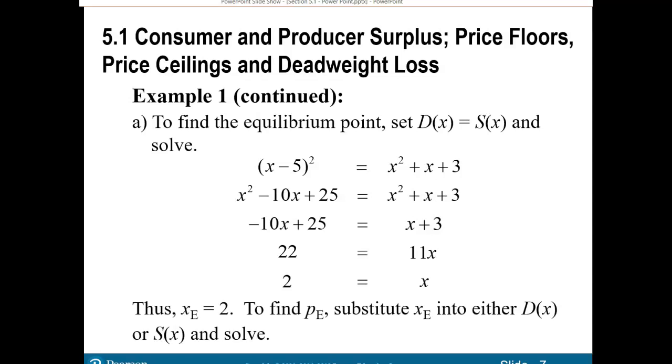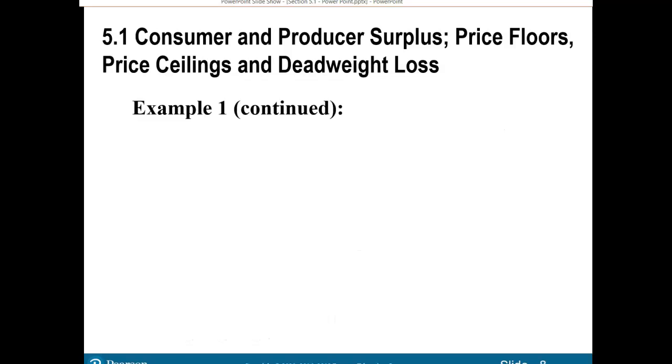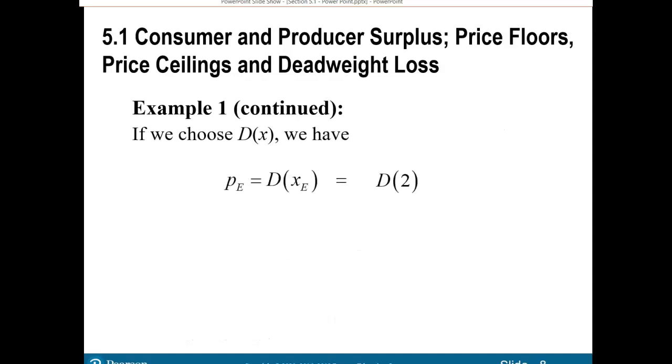So if the x value of the equilibrium point is 2, to find the p-value, the y value of the equilibrium point, you're going to substitute that number you got for x into either of those supply or demand curves, right? Because they're equal at that point, so it doesn't matter which one you plug that 2 into. So they're going to use D.